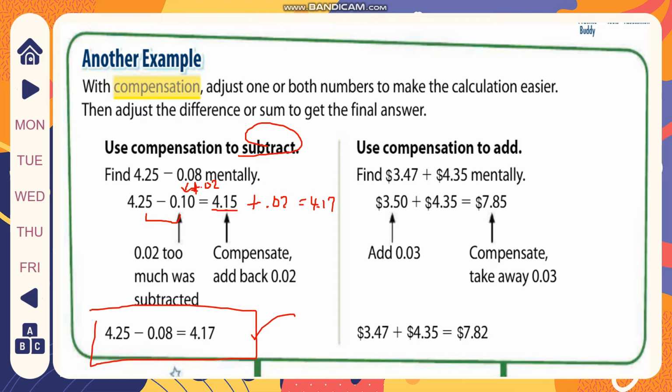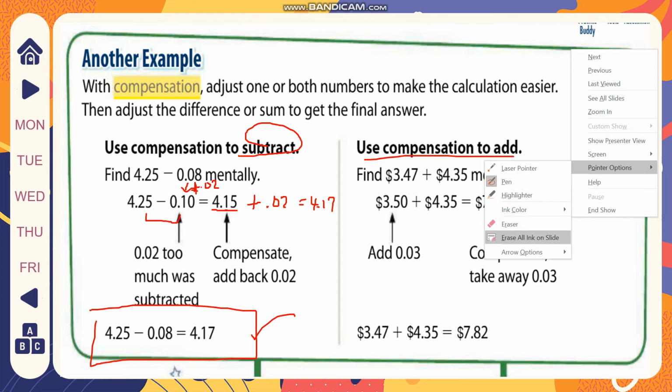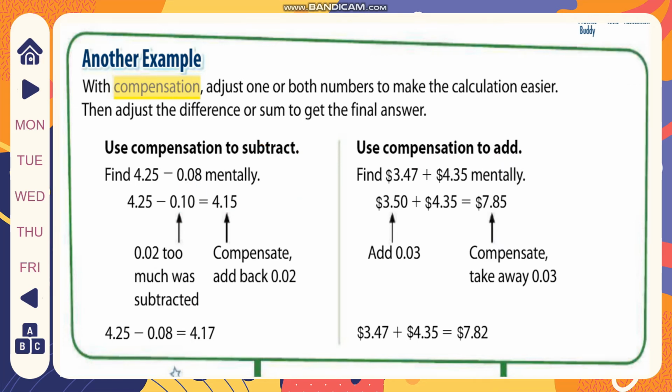How about using compensation to add? If the given is addition, the same thing, you need to adjust maybe the first one or the second one. Here I'm going to adjust the first number. I will make 3.47 into 3.50 to make it easy for me, so I added 0.03. 3.50 now plus 4.35 equals 7.85.